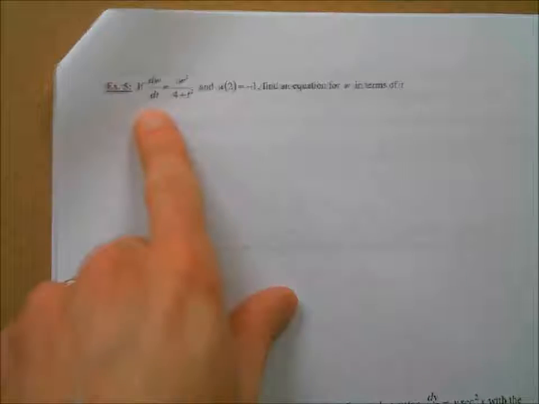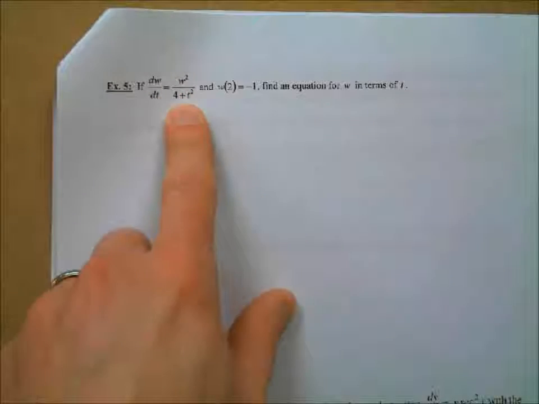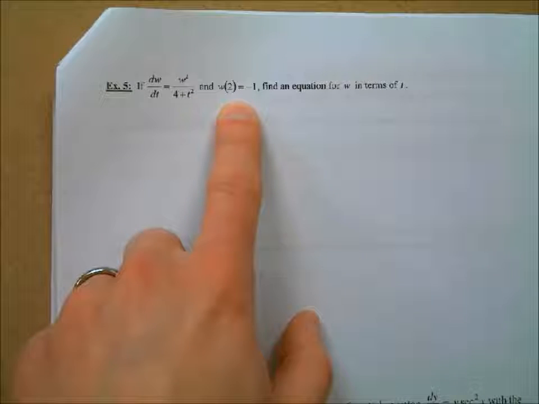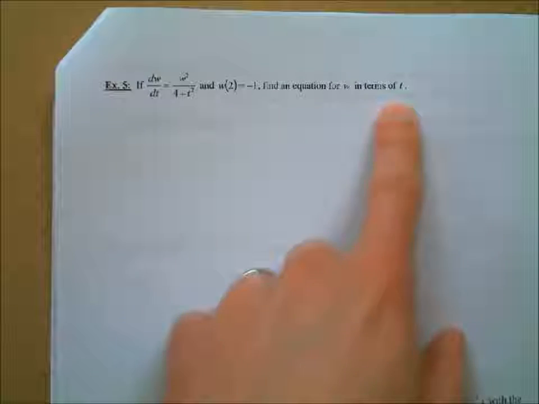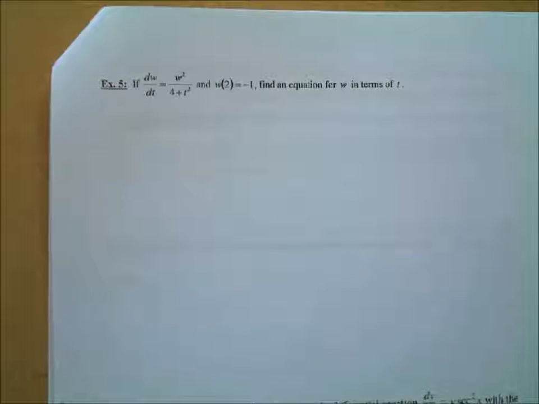So given dw dt equals w squared over 4 plus t squared, and w of 2 equals negative 1, find an equation for w in terms of t. Okay, we're going to find the particular solution here. So go ahead and give that a try. All right, and I will as well. Okie dokie.